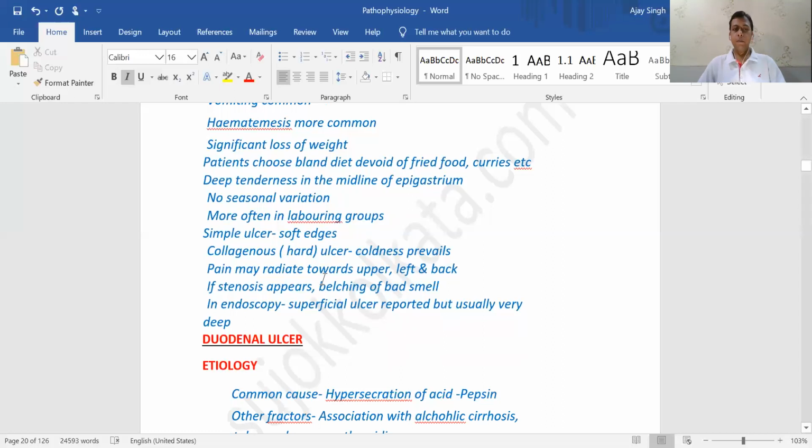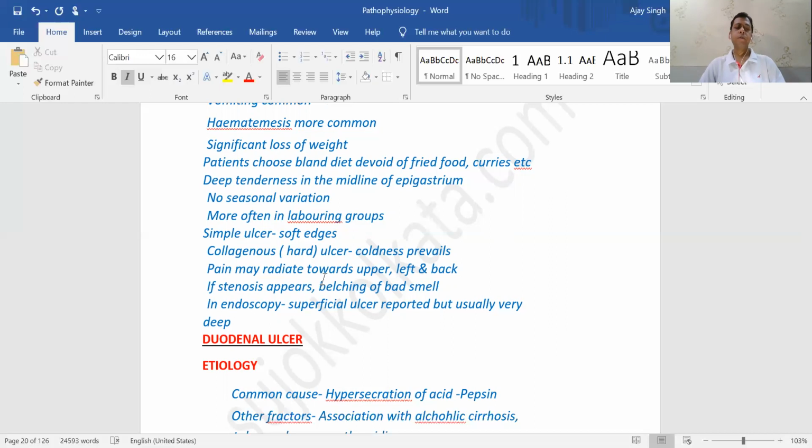Ulcers can be simple, with soft edges, and all these findings you will get in the endoscopy report. In the last video I also discussed the pathological changes, so based on that we can work. Generally it is the dryness stage, dryness disease, because of the sharp pain. Stenosis also appears, and belching of bad smell is also possible. If you are getting bad smell, that means it is going towards the coldness stage. In endoscopy we can understand whether it is a superficial ulcer or going into a deep ulcer.